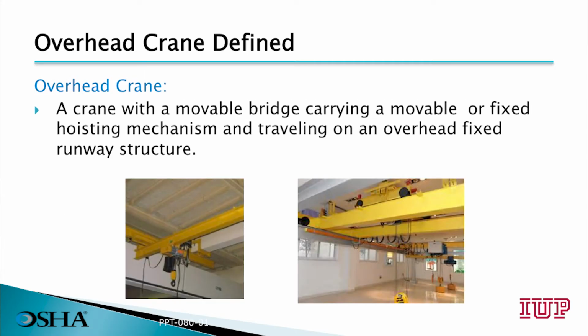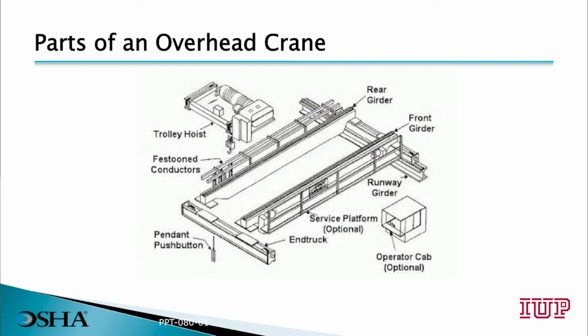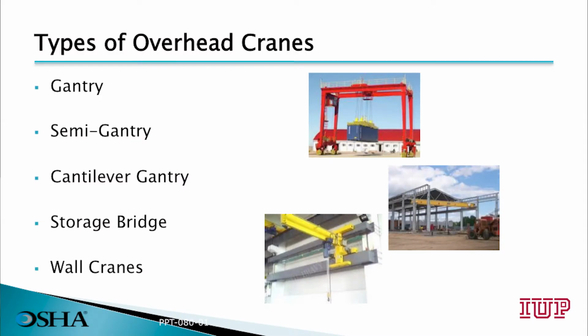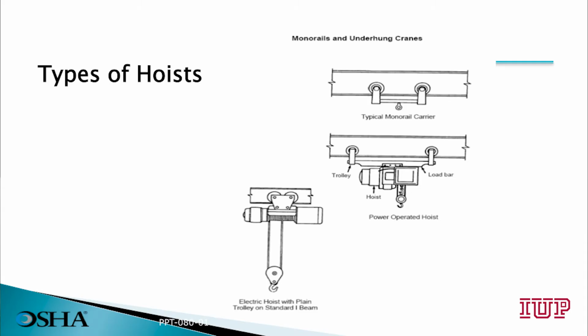Overhead cranes defined. An overhead crane is a crane with a movable bridge, carrying a movable or fixed hoisting mechanism and traveling on an overhead fixed runway structure. Common parts of an overhead crane include the trolley hoist, conductors, front and rear girders, an operator cab, and a pendant push button. There are several types of overhead cranes, including gantry, semi-gantry, cantilever, storage bridge, and wall cranes. The types of hoists that you will find in a workplace include typical monorail, power-operated hoists, and electric hoists.